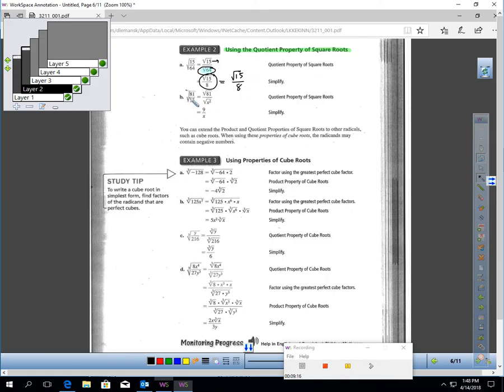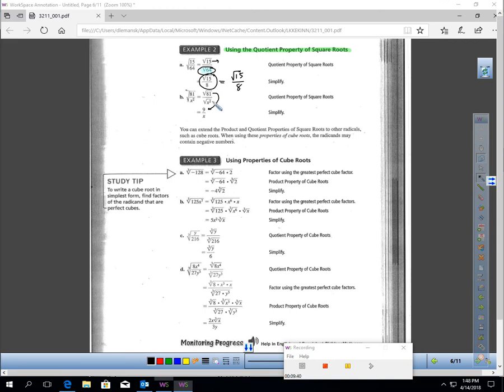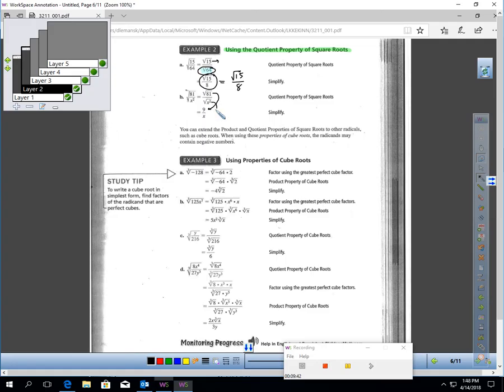And then look at B. I have a fraction trapped in a radical. So what they did first is, you notice, they broke this up into separate radicals. I have the square root of 81 on top, and I have the square root of x squared on the bottom. Now, 81 is a perfect square. The square root of 81 is 9, and the square root of x squared, that's a perfect square. X, 9 over x. I just simplified this.